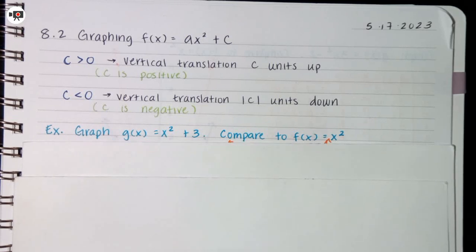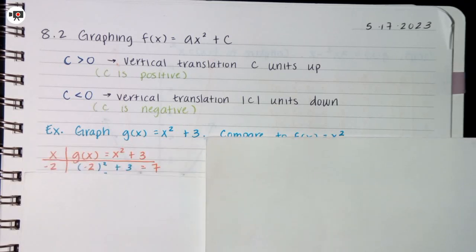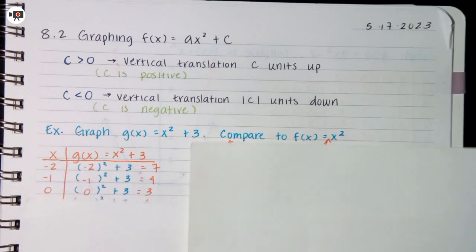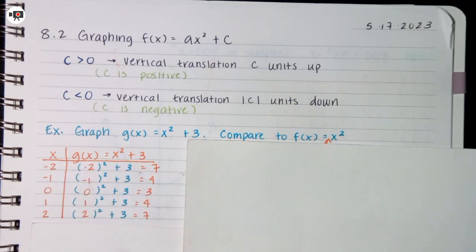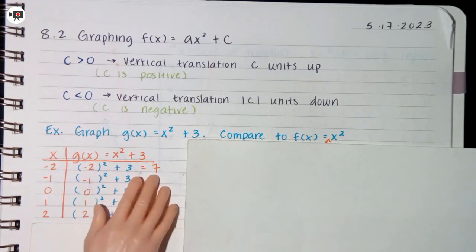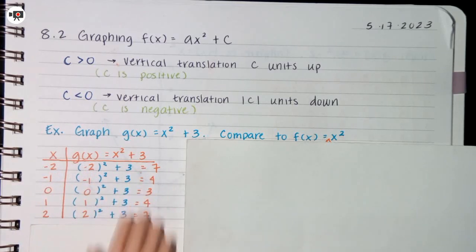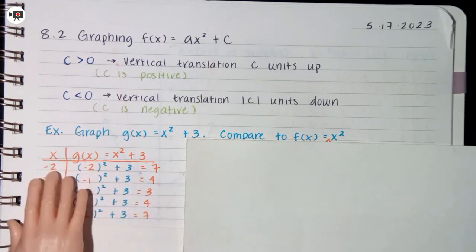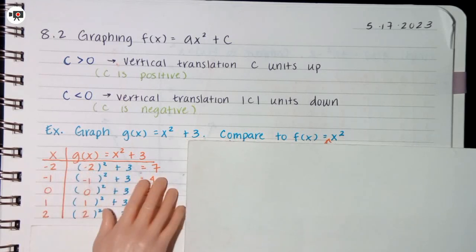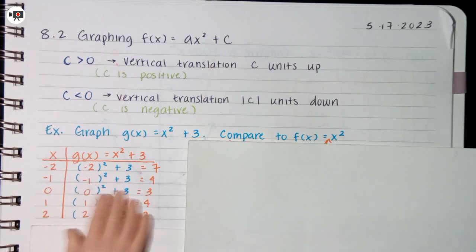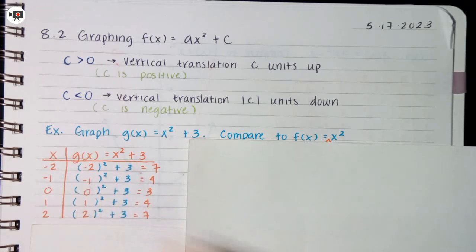So if we graph g of x is x squared plus 3 compared to f of x equals x squared, I'm going to make a table where I will take g of x and pick my x values and plug them in to get my g of x values, or the y values there. So plugging those in, negative 2 squared is 4, 4 plus 3 is 7. 1 squared is 1, plus 3 is 4. So we can see how we get those.